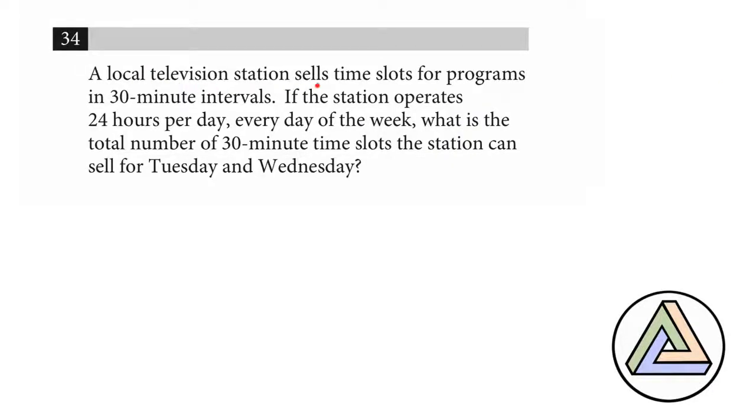A local television station sells time slots for programs in 30-minute intervals. If the station operates 24 hours per day every day of the week, what is the total number of 30-minute time slots the station can sell for Tuesday and Wednesday?